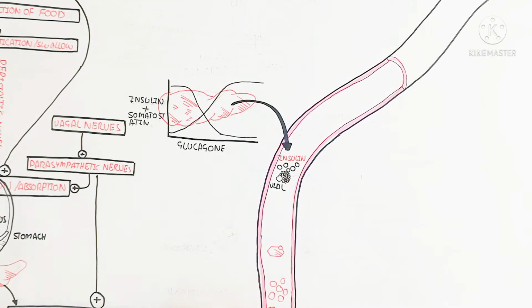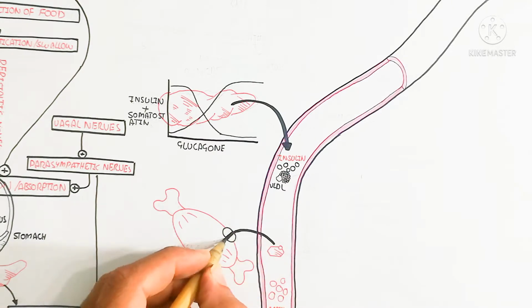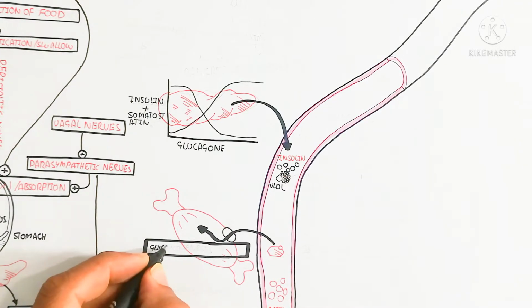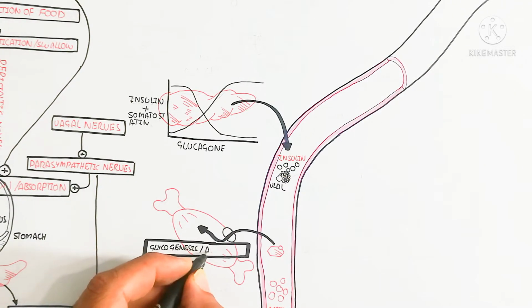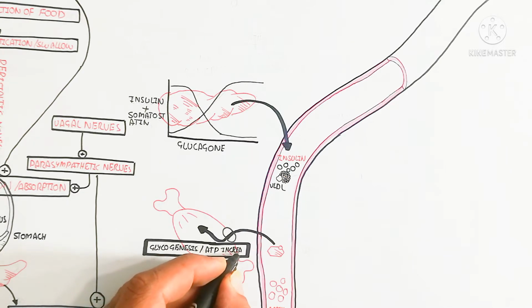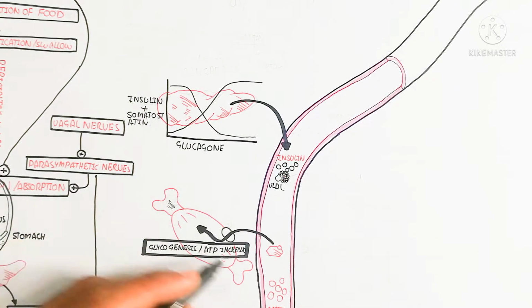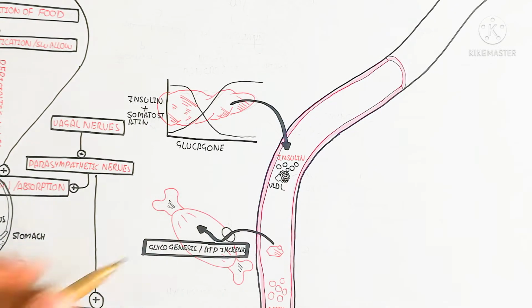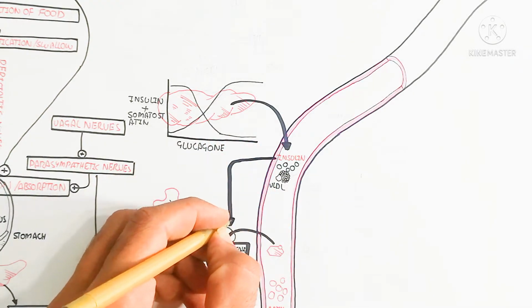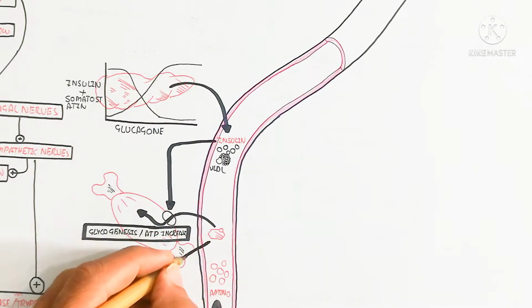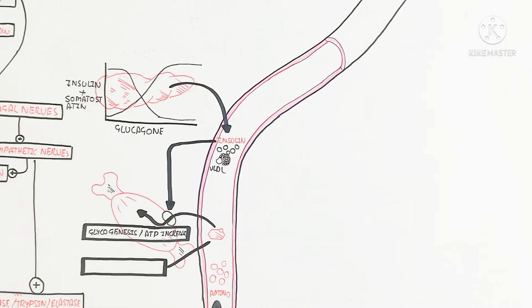Insulin and somatostatin increase during eating and absorption, while glucagon decreases, because glucagon is part of the sympathetic nervous system and is used for glycogenolysis. Meanwhile glycogenesis occurs and ATP increases in the muscle, and insulin also triggers the GLUT2 channel.